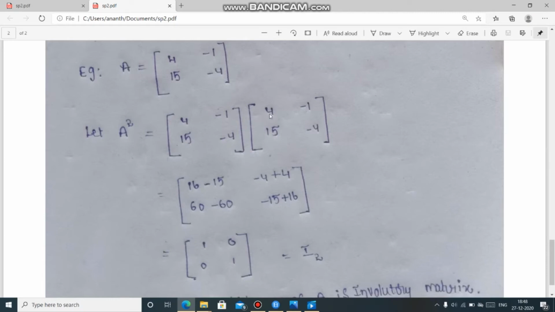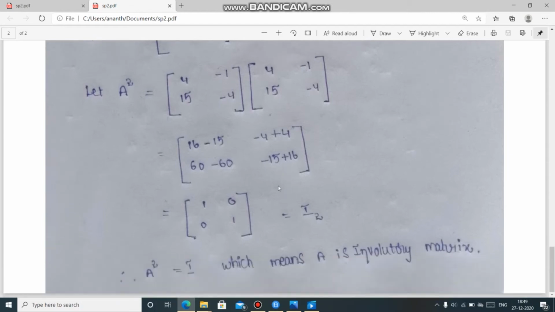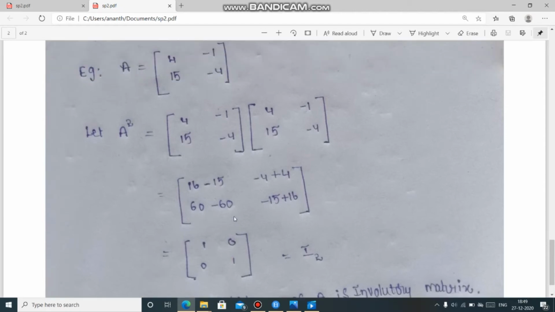And second row multiplied with first column, we get 15 into 4, 60, minus 15 into 4, minus 60. Second row multiplied with second column, we get 15 into minus 1 minus 15, minus 4 into minus 4 plus 16. So here 16 minus 15 is 1, minus 4 plus 4 is 0, 60 minus 60 is 0, and minus 15 plus 16 is 1.